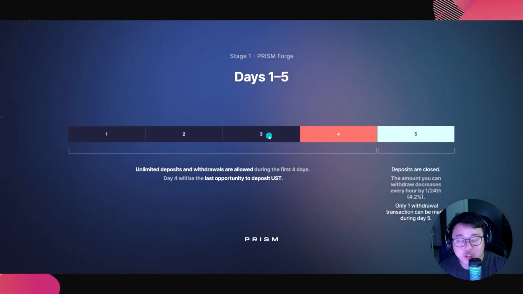So right now we are on day 3. There is still a little bit more time in day 3 and 24 hours in day 4. And then lastly on the 5th day, you cannot deposit anymore and you can withdraw only one time. So just to recap.